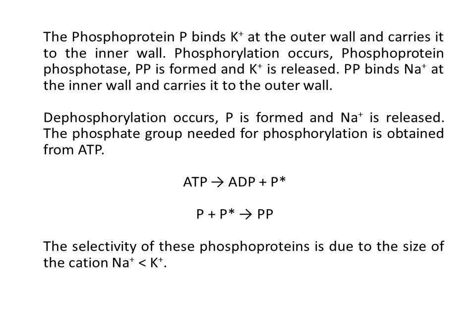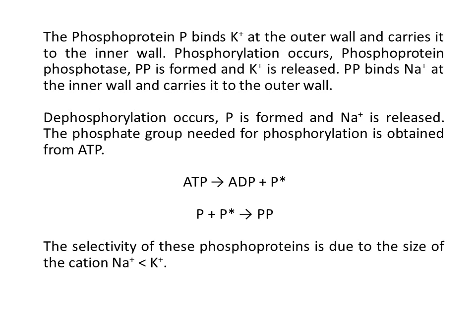So the phosphoprotein, which we're representing by the P, binds the potassium ion at the outer wall and carries it to the inner wall. Then you get phosphorylation occurring, and the phosphoprotein phosphatase, which is represented by PP, is formed, and the potassium is then released. So the phosphoprotein phosphatase then binds with sodium at the inner wall and carries it to the outer wall. Dephosphorylation then occurs, returning to the phosphoprotein, and the sodium is then released.